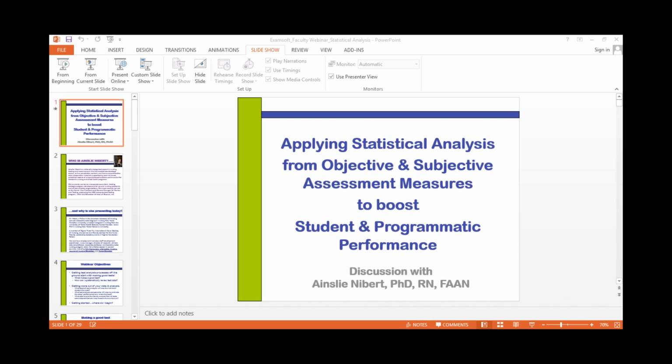Okay, so another question, and this is one that I've gotten on a different webinar before, so it's kind of interesting that it popped up again. Why does a KR20 sometimes differ between groups of students taking the same exam?